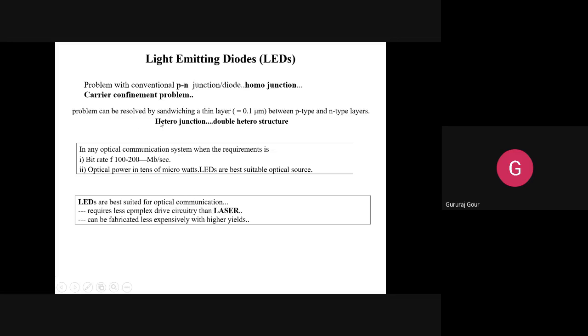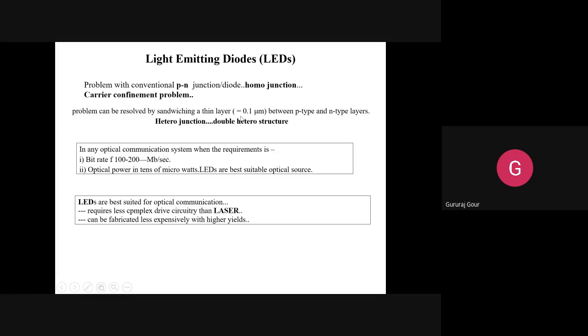So to resolve this carrier confinement problem, we are sandwiching different p-type and n-type layers separated by a 0.1 micrometer thin layer of a different characteristic material. Means if the P and N are silicon, then the thin layer you're inserting between these two may be germanium or some other semiconductor, or some other different material, maybe conducting or dielectric, depending on the design aspect. That's how we are getting a heterojunction here.